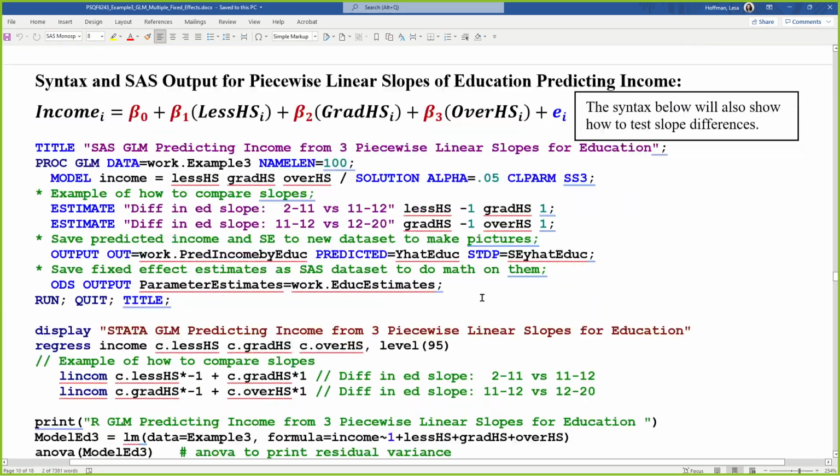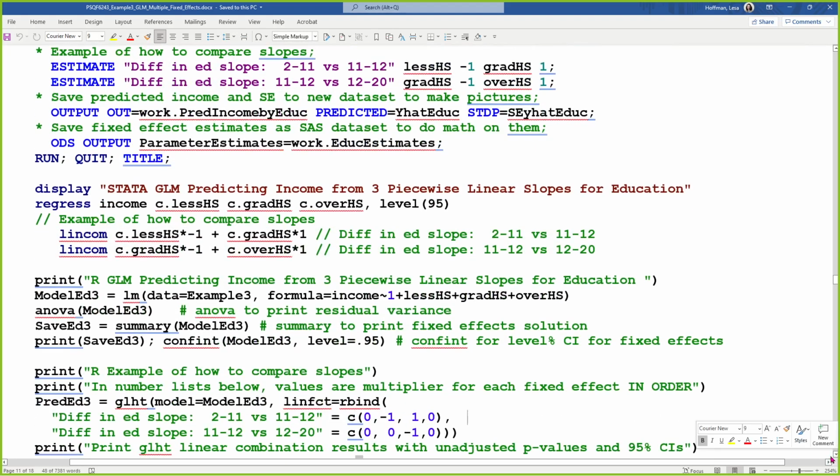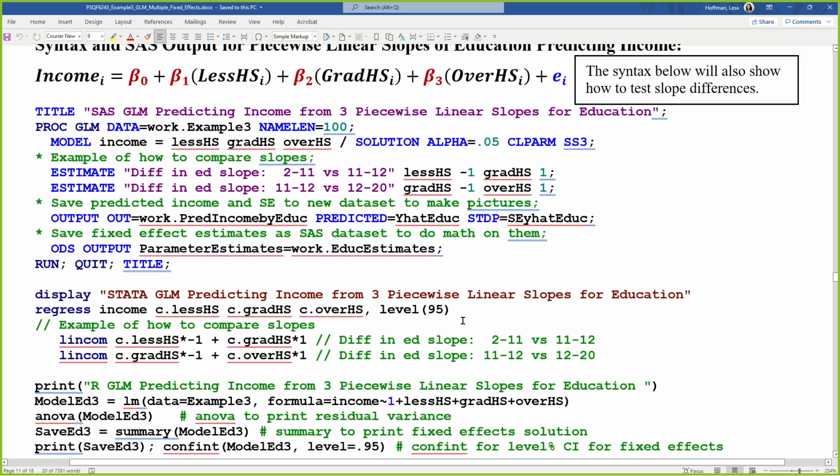So that's what the rest of the code does that I skipped over. These estimate statements in SAS, the LINCOM statements in Stata, and these GLHT commands in R. So functionally what these are doing is saying beta 2 minus beta 1 is the first one. And the second one is beta 3 minus beta 2.